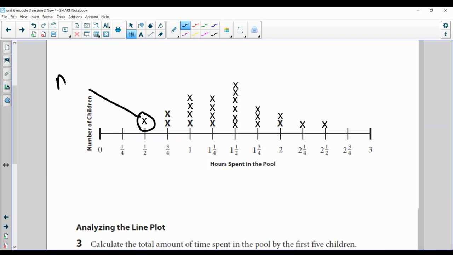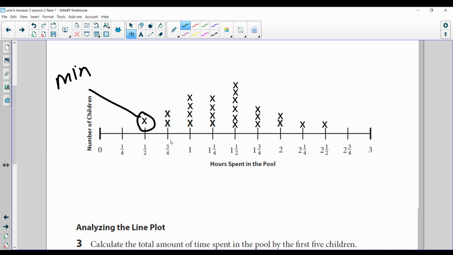And so we know that because if we look at our time, there's no X's at 0. Everybody went in at least a little bit. Everybody went in at least 15 minutes or 1/4 of an hour. And then here, finally, that half hour. So that's the minimum amount of time.